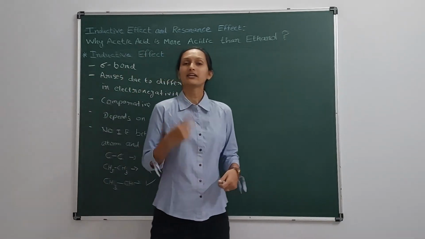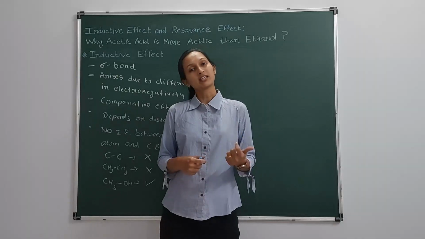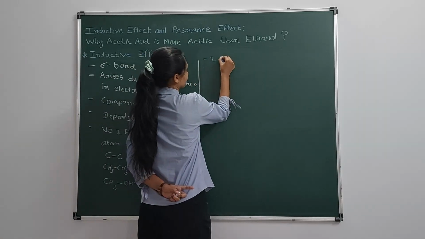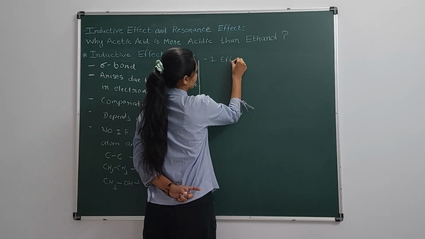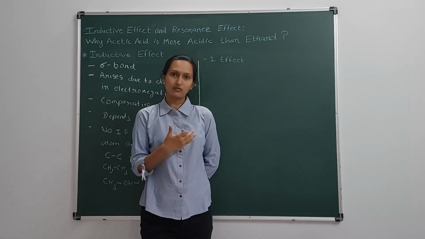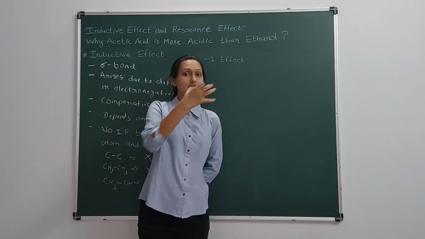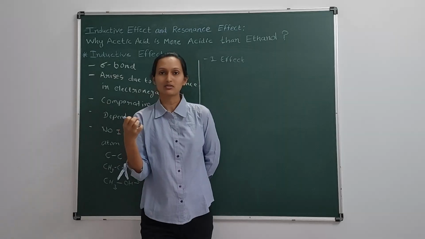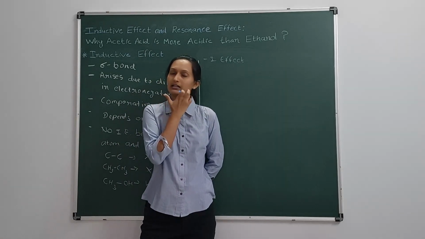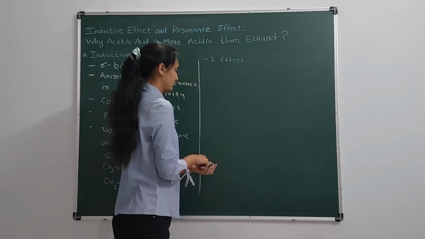Move forward. There are two types of inductive effect, plus I effect and minus I effect. In minus I effect, generally electron withdrawing groups show minus I effect. These groups pull electron density towards themselves. As I told, inductive effect is a comparative effect, so let's see the order of minus I effect.